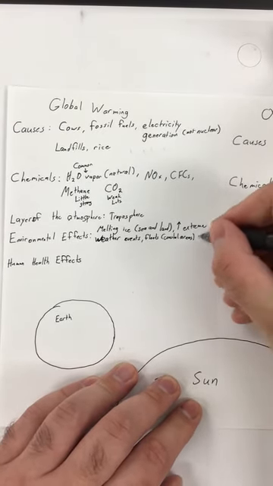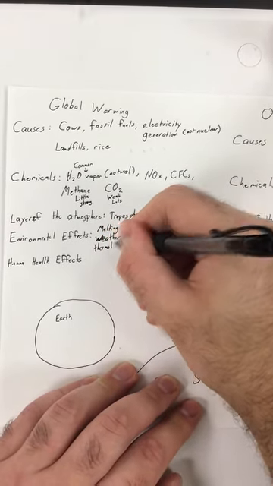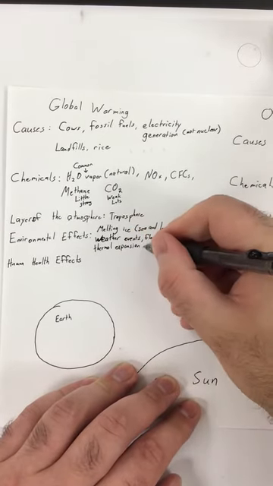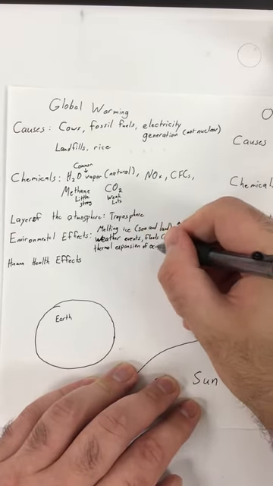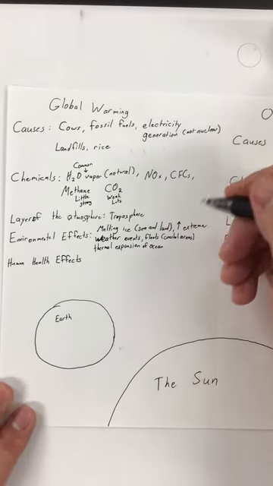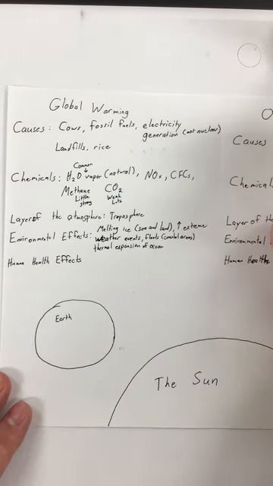A big one, we have thermal expansion of ocean water. That's what contributes the most to sea levels rising, not melting ice. Melting ice definitely doesn't help, but the majority of ocean sea levels rising is caused by the thermal expansion of ocean water.